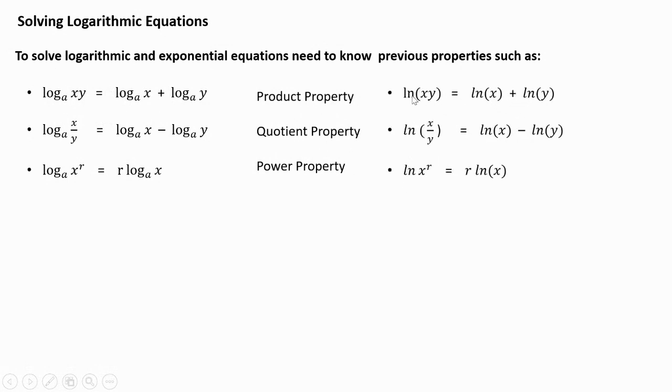You see some property. If you have the ln, which is the natural log, of x times y, we separate them by putting the ln of x plus ln of y. And for the quotient, ln of x divided by y equals ln of x minus ln of y. And this is called the power property. If you have the ln of x to the power of r, the exponent comes to the front, which is r ln of x. And similarly with the logarithms.